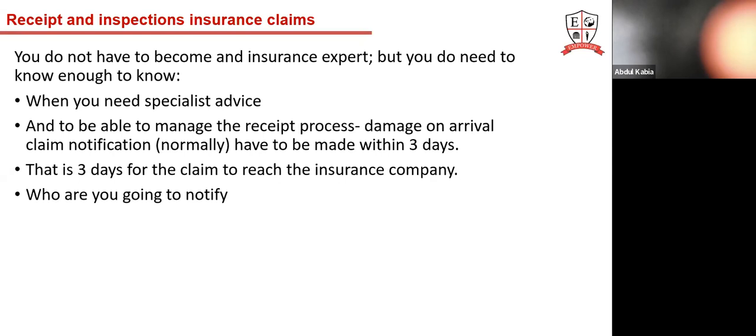Because if it says it is 3 days before it reaches the insurance company, keep it within 3 days. The question here is, who are you going to notify? So in the receipt process, you need to also know what is your chain of command. Who are you going to notify? If you know there are bureaucracies, the system should be set in such a way that within those 3 days, the insurance company is notified with the appropriate documentation in place to say these are the issues we find during the receipt process.